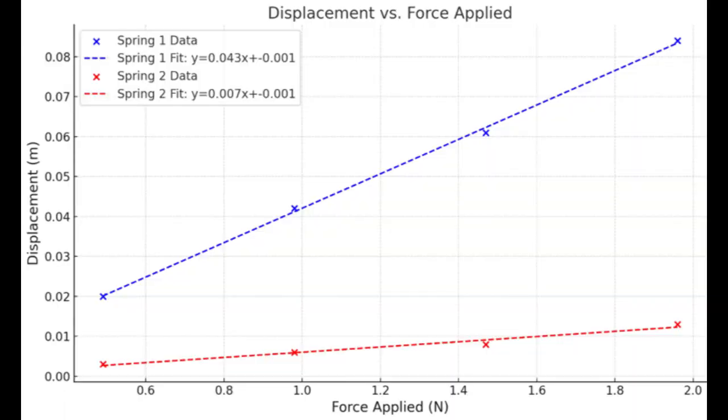Here you can see a graph containing the data of displacement and force applied and the best fit line for each spring. According to Hooke's law, the slope of these lines of each spring is equal to the value of K, which is the spring constant. From our graphs, we observed a linear relationship between the applied force and the displacement for both springs. This supports Hooke's law. Additionally, the different slopes highlight variations in stiffness for each spring.